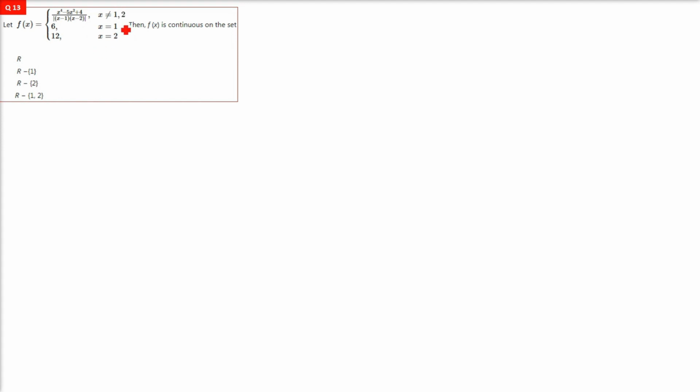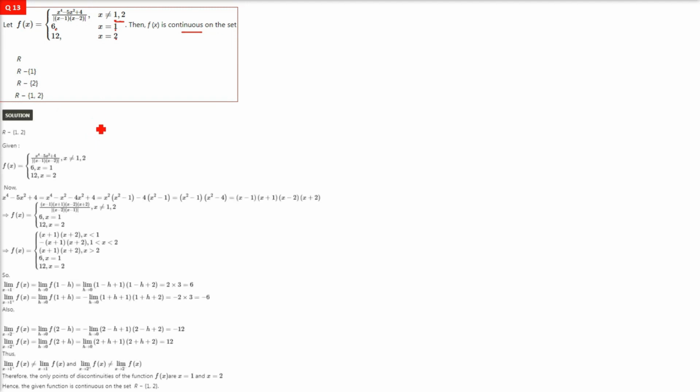Now f(x) is given like this: when x is not equal to 1 and 2, when x is equal to 1, it is 6, x is equal to 2, it is 12. So f(x) is continuous on the set, right? Now you have to concentrate on the first, because you have to check at 1 and 2. At 1 the value is 6, at 2 it is 12. So you have to find out the left hand limit and right hand limit at 1, LHL and RHL at 2.